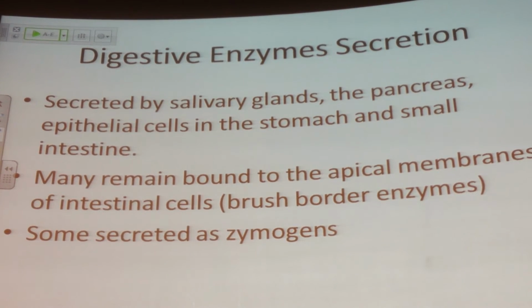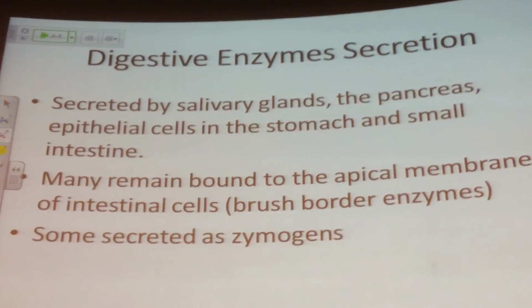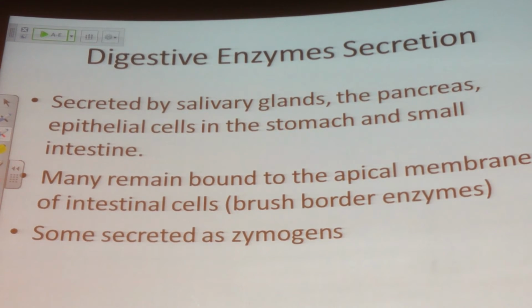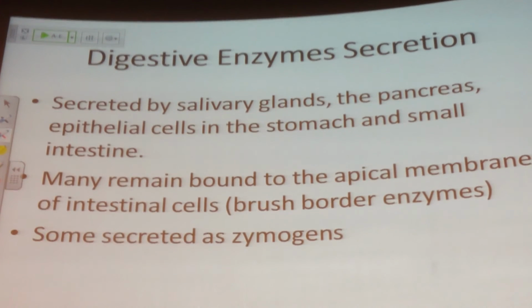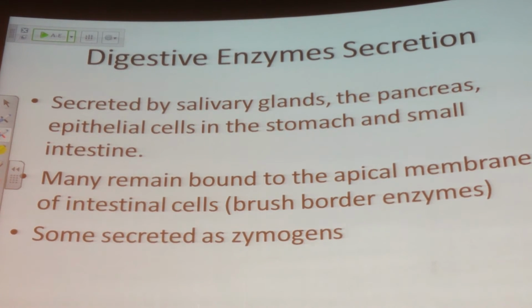There are many digestive enzymes, obviously very important for digestive function, breaking those macromolecules into absorbable units. Those are secreted, as we've seen before, by salivary glands, and as we're going to see later, the pancreas secretes a lot of these different enzymes, as do epithelial cells in the stomach and the small intestine. The one I want to emphasize here is that in those intestinal cells, the cell membrane itself expresses a lot of these enzymes, and we call them brush border enzymes. We're going to see why they are so important in digestive function.